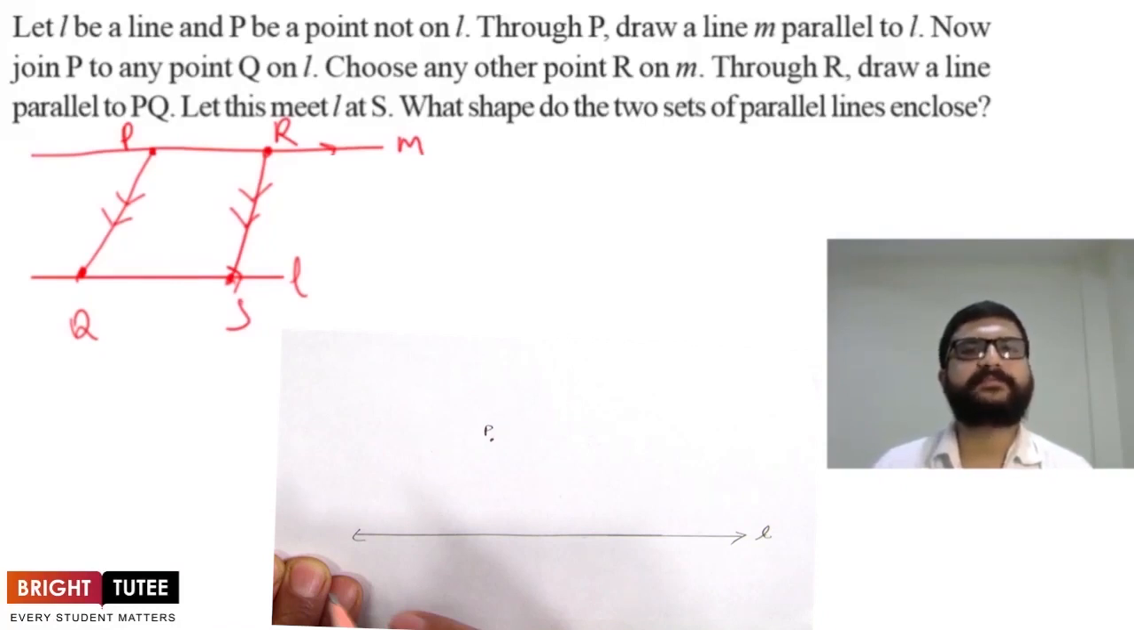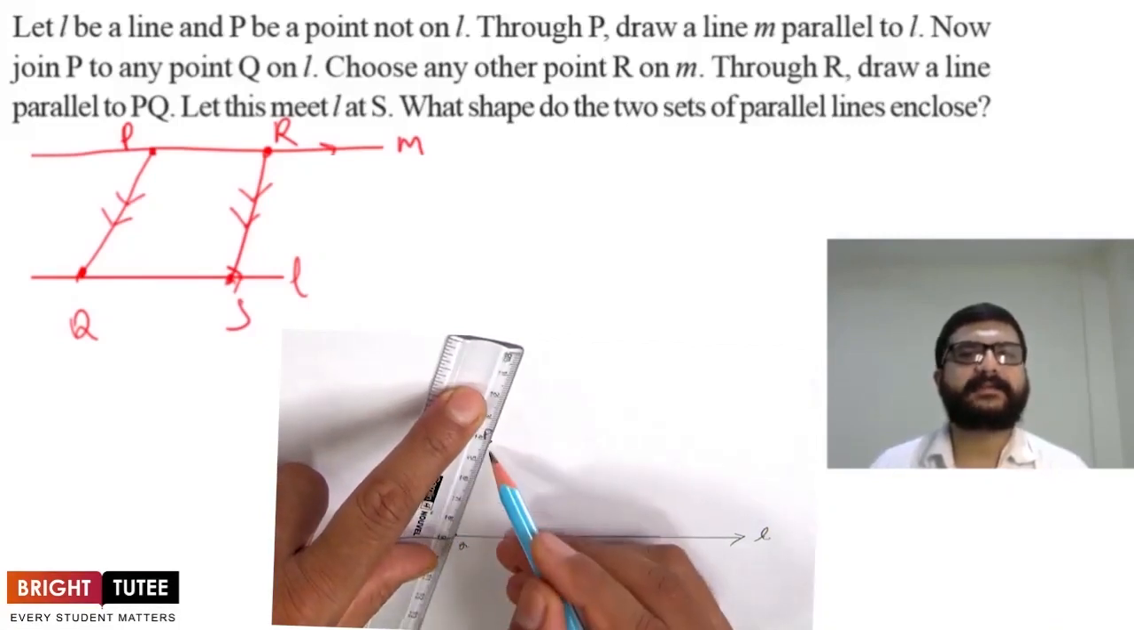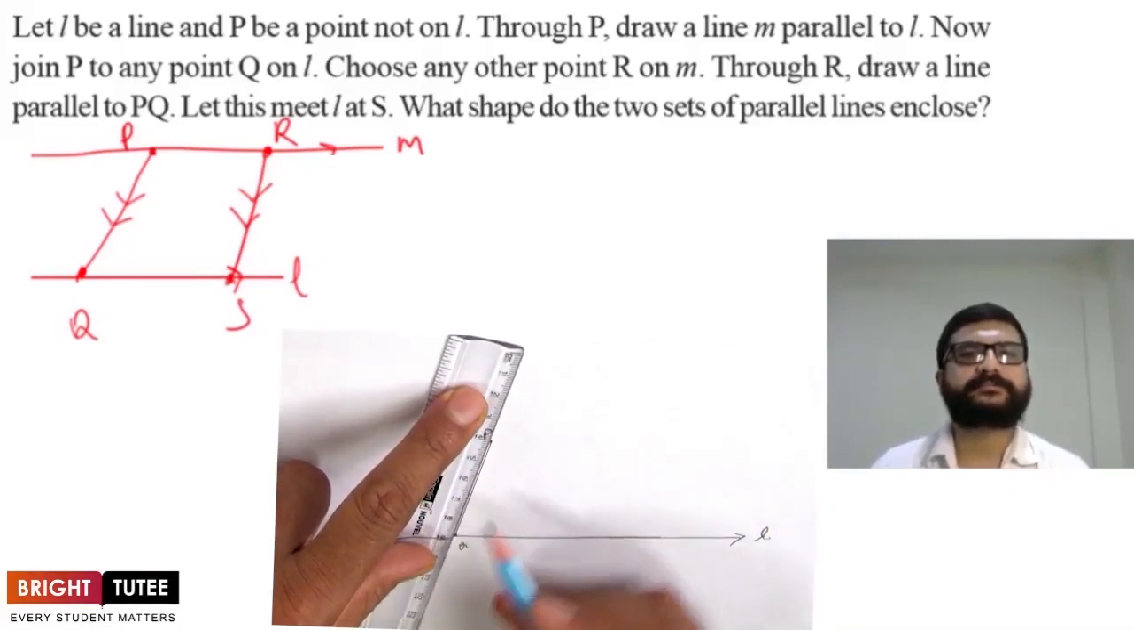Now the first job is we have to draw a line which is parallel to this line L, and it should be passing through point P. Now we know how to draw a parallel line. So let's draw a parallel line which is passing through point P and it is parallel to line L. Now how can we construct such a line? For that we have to take any point. Let's say we are taking a point Q on this line L. Now join PQ.